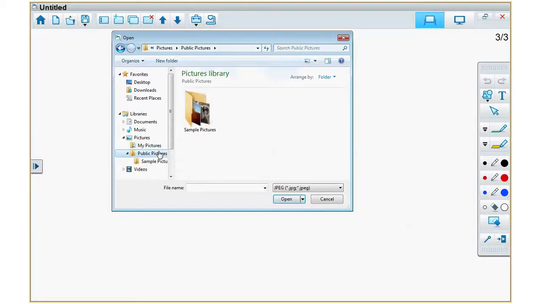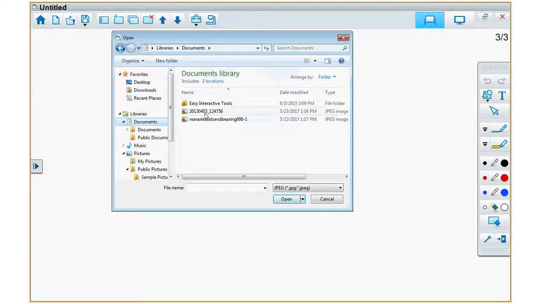Okay, anybody have any idea where my pictures went? There they are.